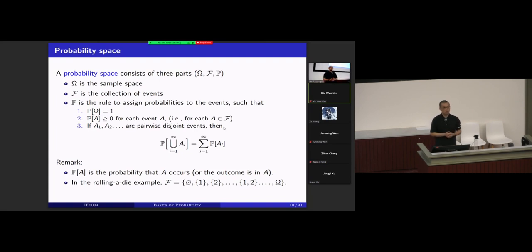Why must we have this? Because probability should be understood as a long-run relative frequency, right? As long as those events are pairwise disjoint, we should have this. So that's the idea. As long as such a rule for assigning numbers to events can satisfy these three conditions, then it can be called a probability. It can be interpreted as a law of relative frequencies. Okay? So this is the definition of probability space.